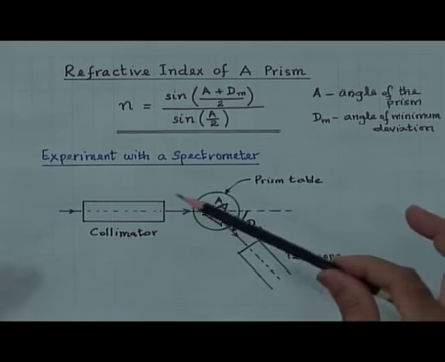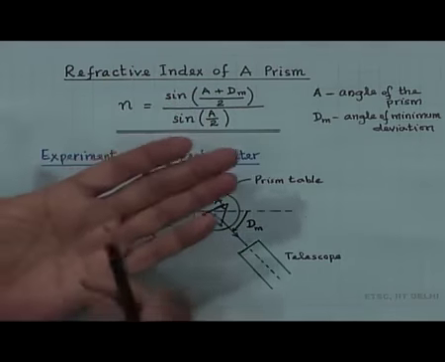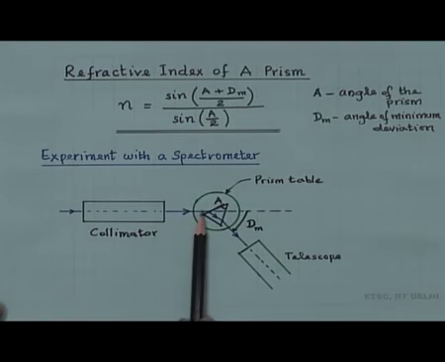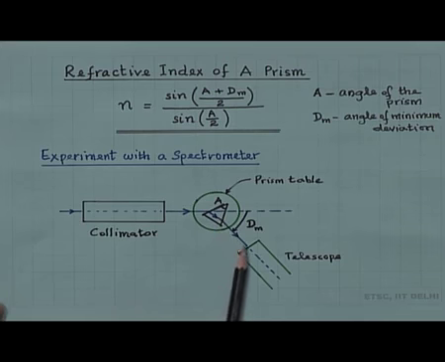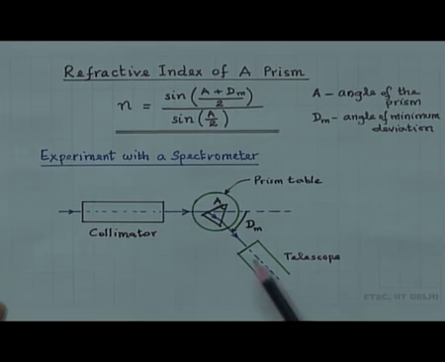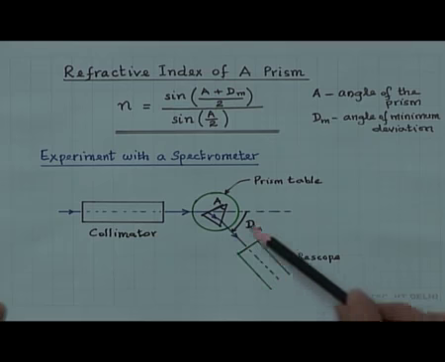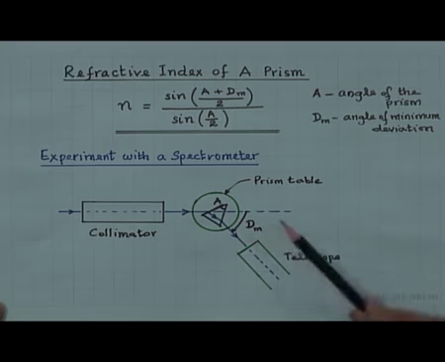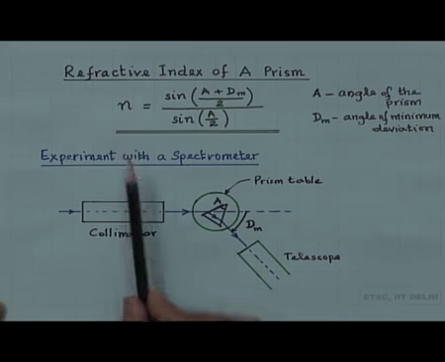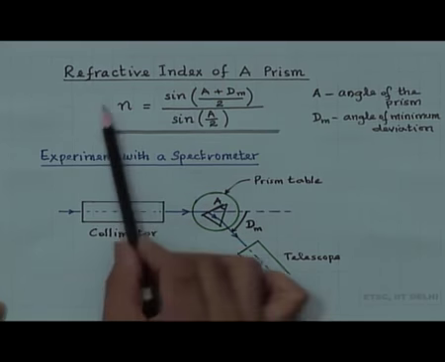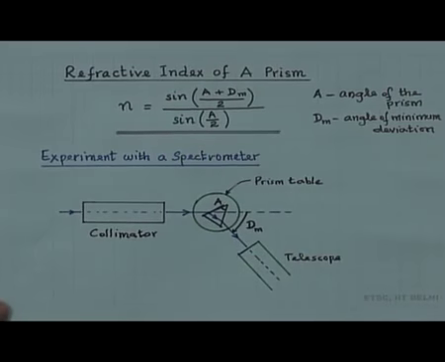This is the top view, looking from the top. There is a prism table on which you place the prism, and light passes through the prism and refracts, and the refracted light is seen by a telescope. There is a telescopic arm through which you can observe the refracted ray. Using this arrangement, one can determine the angle of minimum deviation. Practically, one can measure the angle of deviation, and of course the angle of the prism A can also be measured, and the refractive index of the material of the prism can be determined very accurately using this formula.